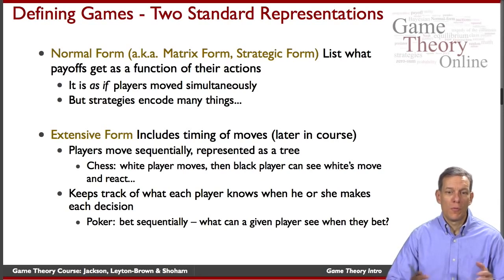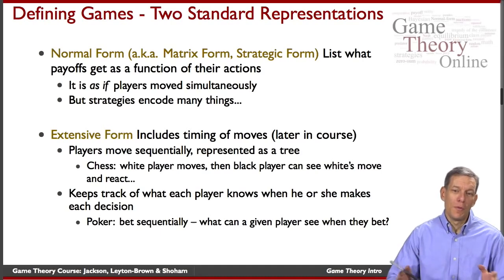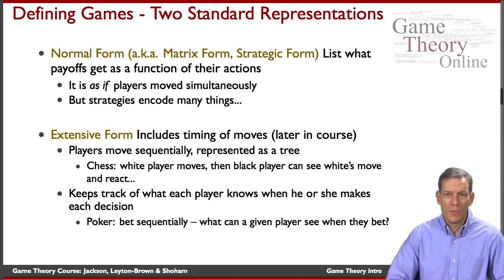So who moves at what point in time. So that's going to be represented often as a tree. So for instance, in chess, one player moves first. The white player generally moves first, and the black player can see the move by the other player, react to that, and so forth. So that's going to be better represented as a tree than in normal form.